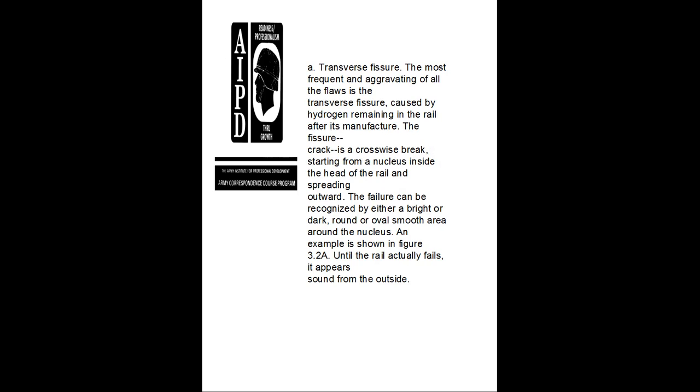The transverse fissure is caused by hydrogen remaining in the rail after manufacture. The fissure, a crosswise break, starts in a nucleus inside the head of the rail and spreads outward. The failure can be recognized by a bright or dark, round or oval smooth area around the nucleus, as shown in the example in figure 3.2a, until the rail actually fails in its appearance from the outside.